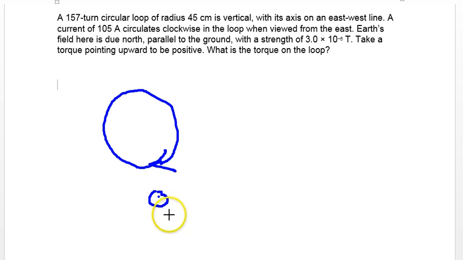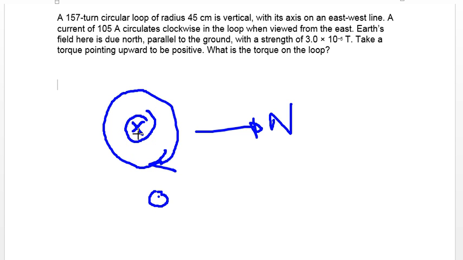So east is coming out at us. We're looking west at the sunset. Its magnetic field is due north, right? So that's north, and parallel to the ground. Because this current is rotating clockwise, by the right-hand rule the dipole moment for it is pointed into the screen, right? That's into the screen, and we're looking for the torque on the loop, taking upwards to be positive.